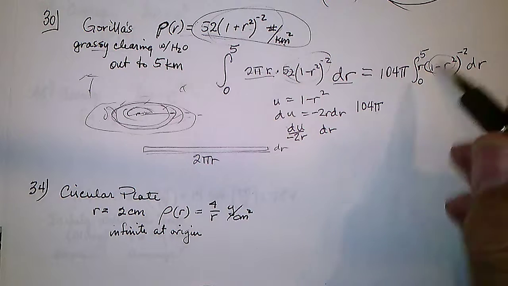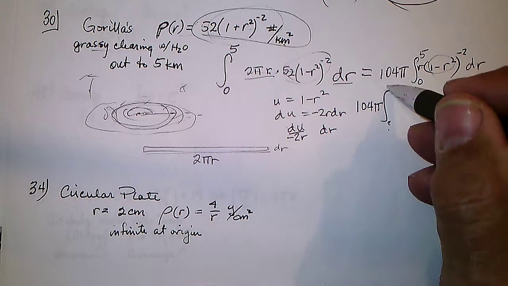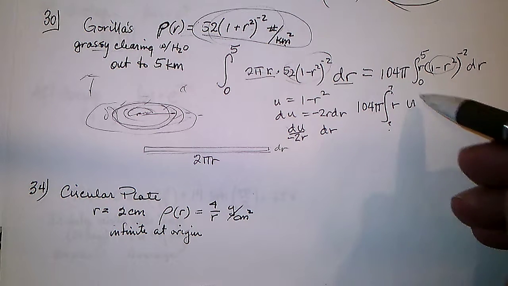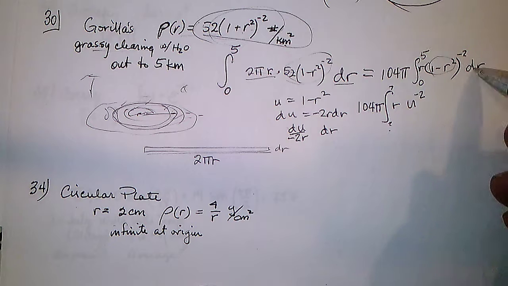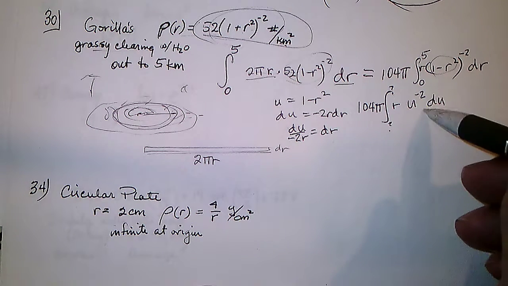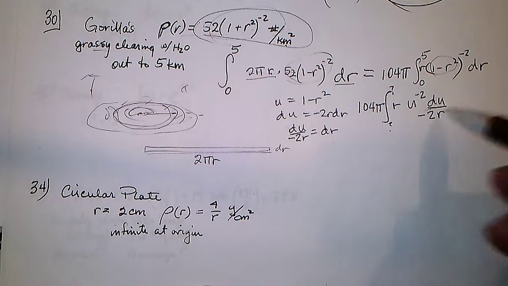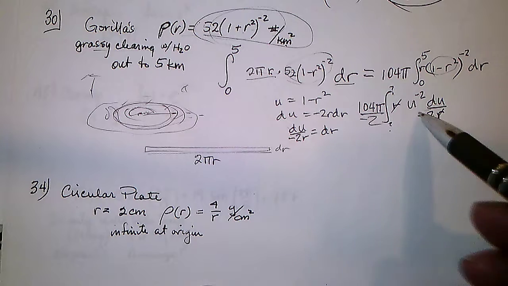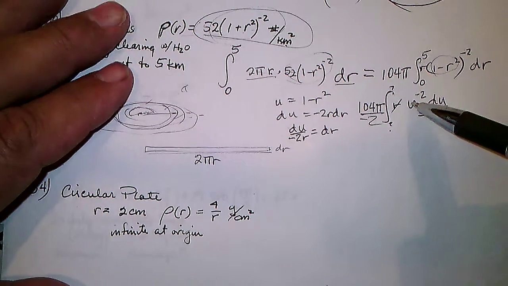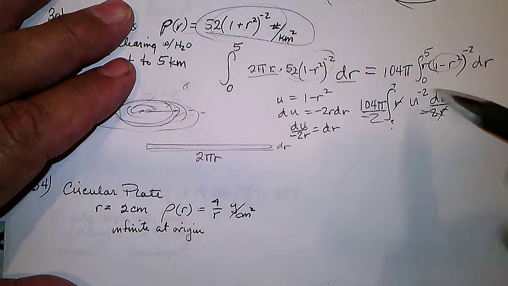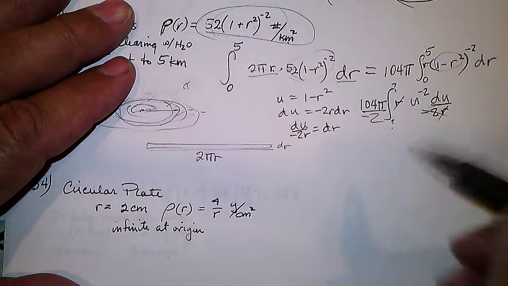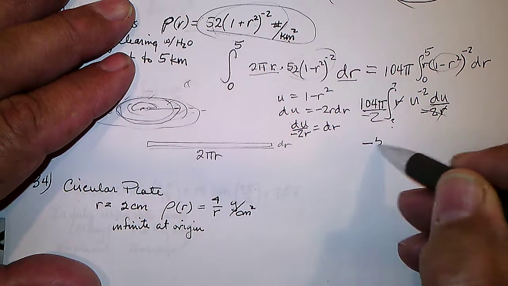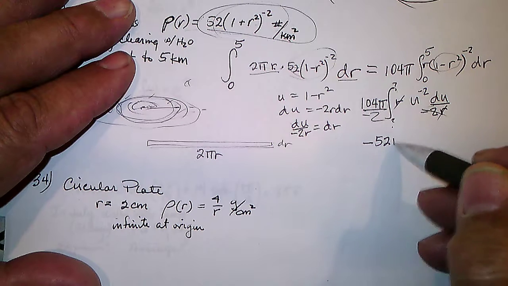So we're going to have 104 pi integral from something to something because we're now changing to u. We have an r, we have u to the minus 2, and dr is du over 2r. The r's cancel, the 2 can go out there. So we're just integrating u to the negative 2. We'll add 1 to the power and divide by what we get. So we got 104 divided by 2 is 52 pi.